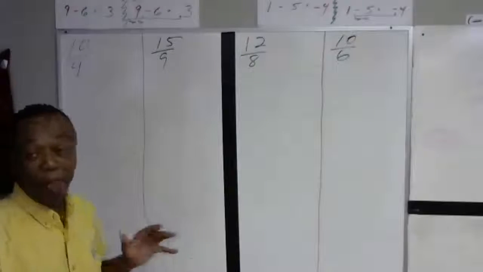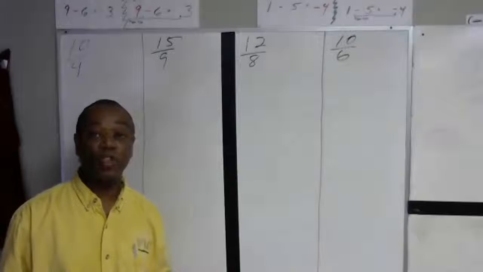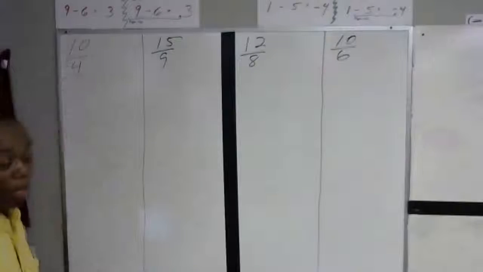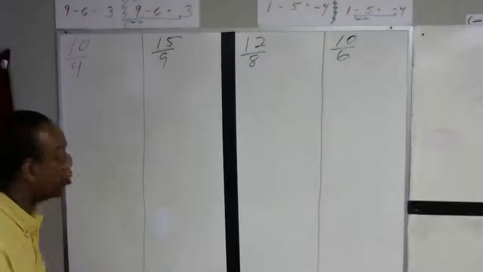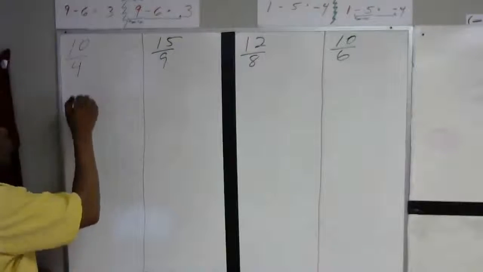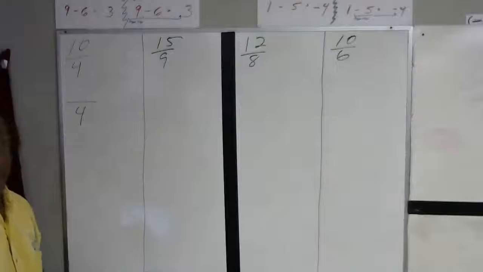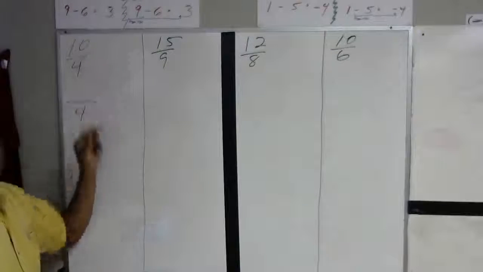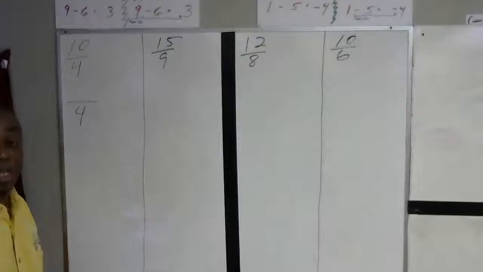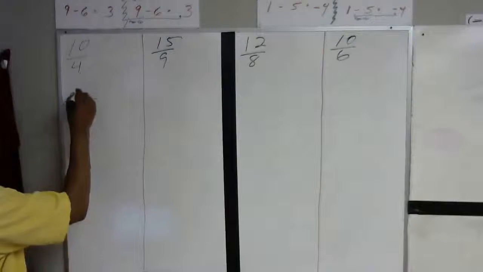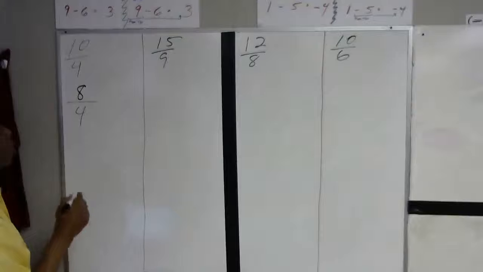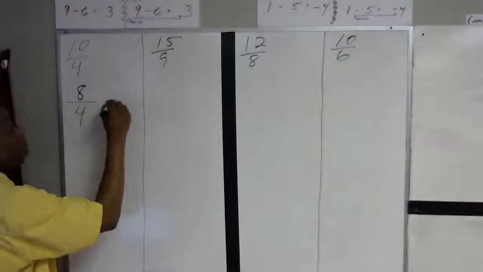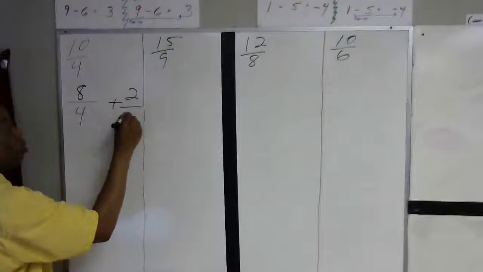Okay, we'll be turning improper numbers into mixed numbers. So the first thing we look at is the denominator, and we use the timetables from the denominator to get closest to the numerator. So basically, in the 4 timetables, what is the closest to 10? The closest thing to 10 in the 4 timetables would be an 8. So I'll put 8 here. Then the difference between 10 and 8 is 2. So I put a plus 2 here over 4.